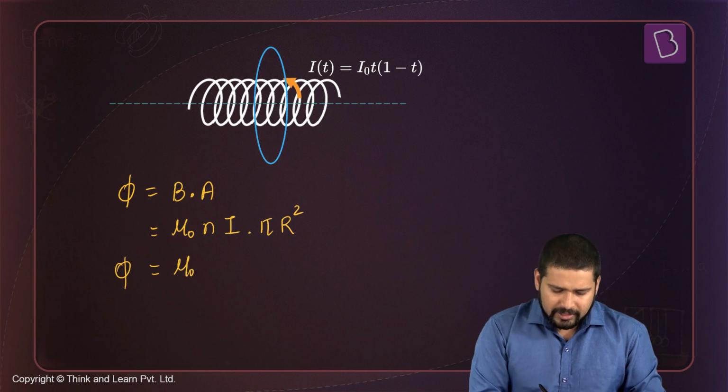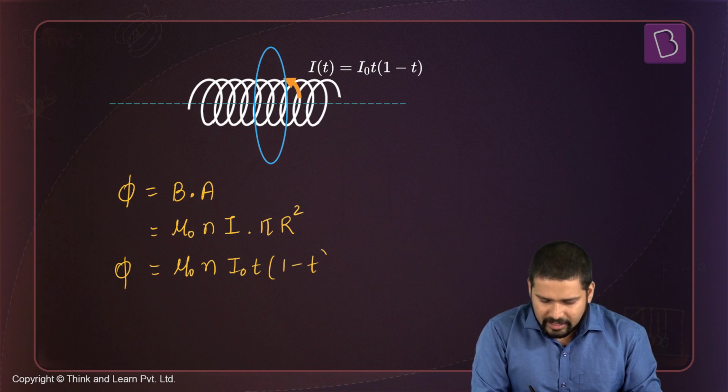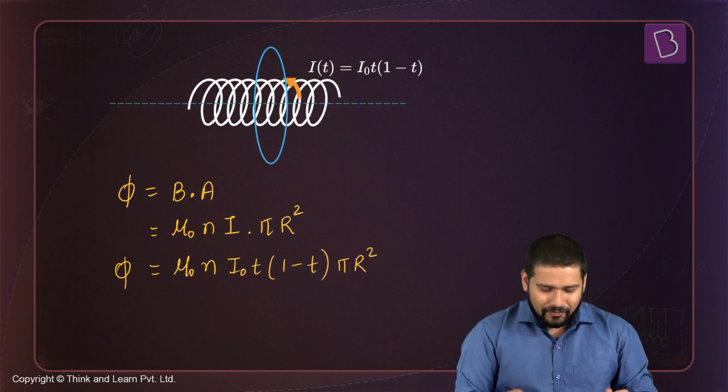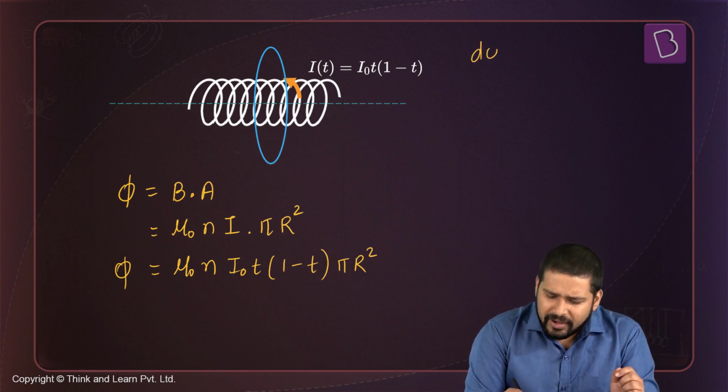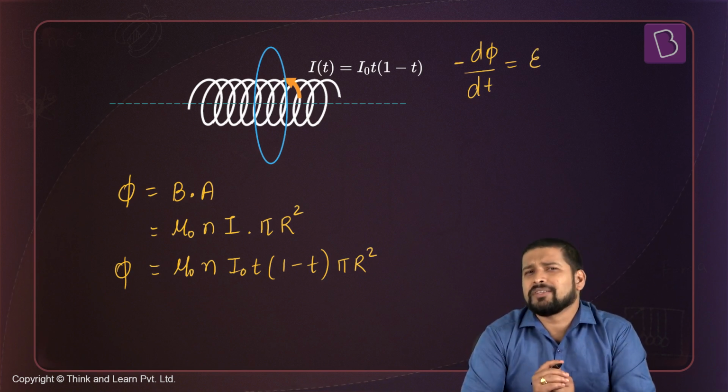So mu naught times N times I, which is I naught times t times (1 minus t), and then pi r squared. This is the expression for flux. We know that minus d phi by dt is equal to the EMF, right? This comes from Faraday's law.